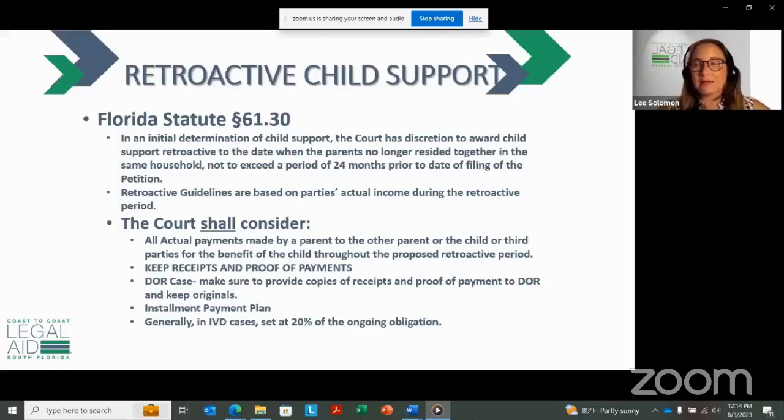So this goes back to the importance of keeping receipts and proof of payments. If you have a DOR case, make sure you provide them copies of the receipts and proof of payments. Keep your originals.